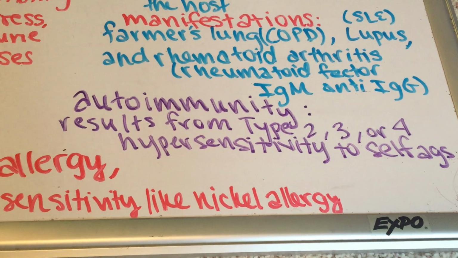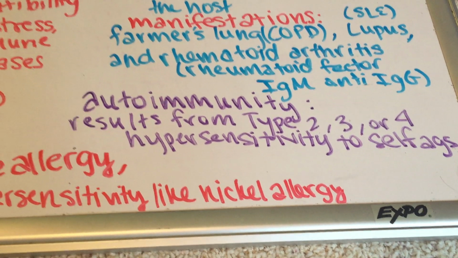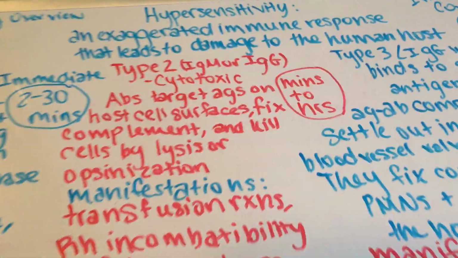And then lastly, autoimmunity usually results from type 2, 3, or 4 hypersensitivity, but to self-antigens. So that's hypersensitivity.